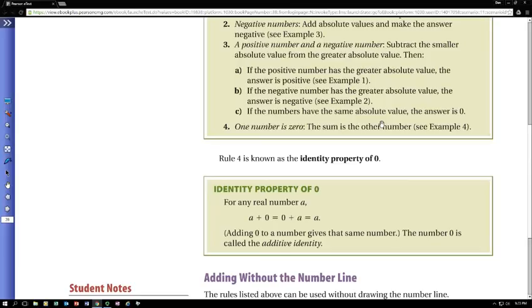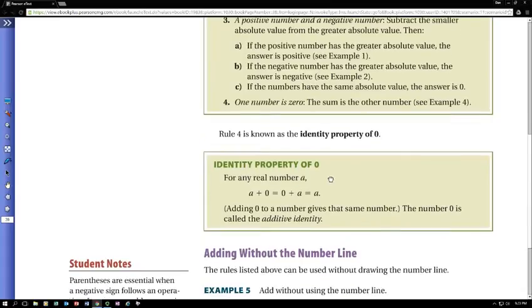So if I went -5 plus 5, I go 5 left of 0, and then I go 5 back to the right from there. I'm going to end up right where I started, which is 0. Okay? But they give us a rule for that. And that number's 0, and then they start giving us a special name for 0.